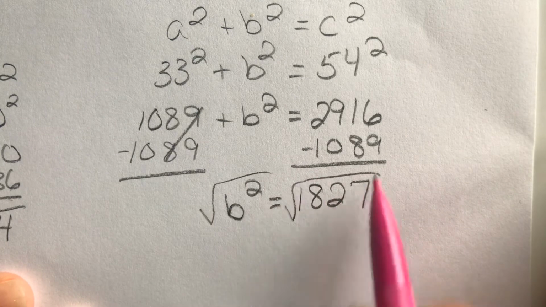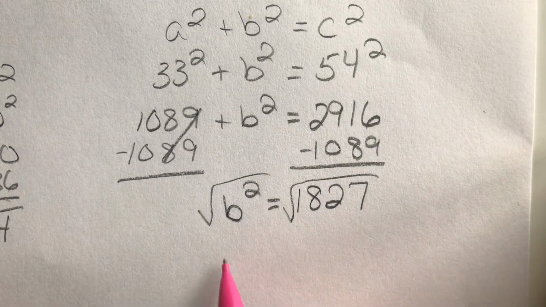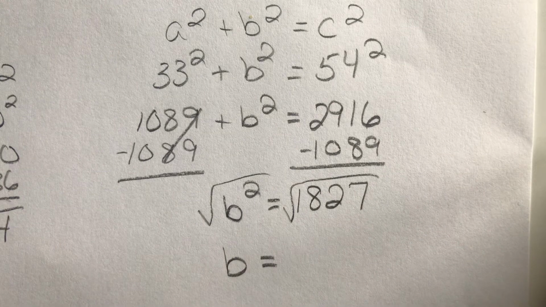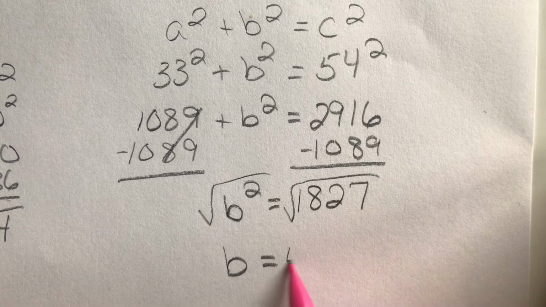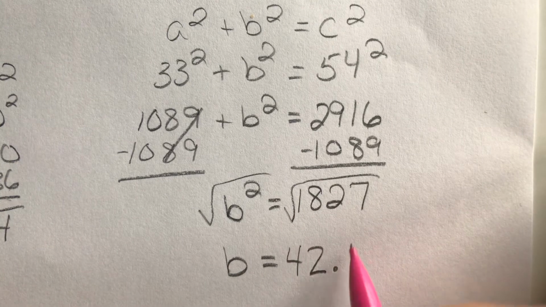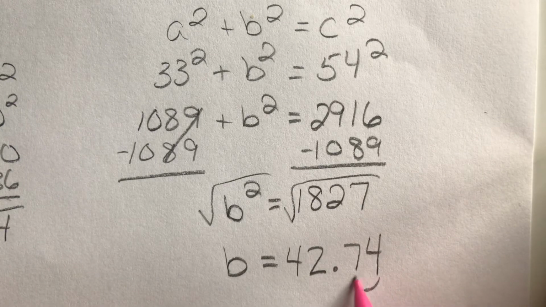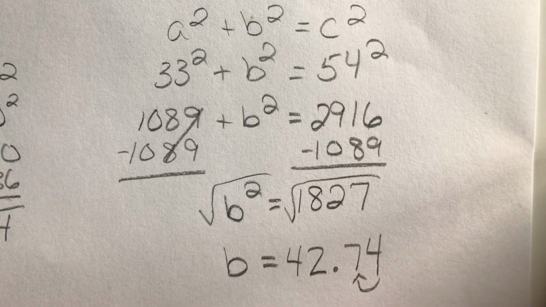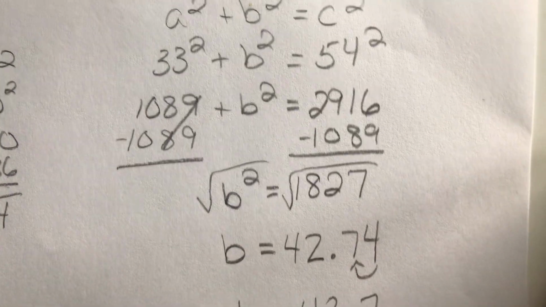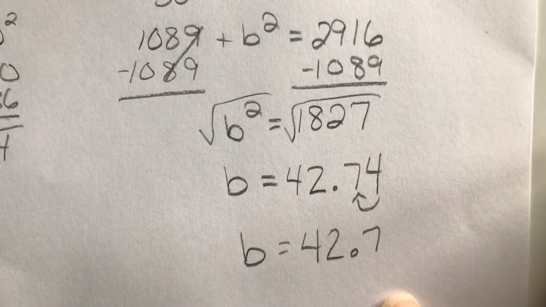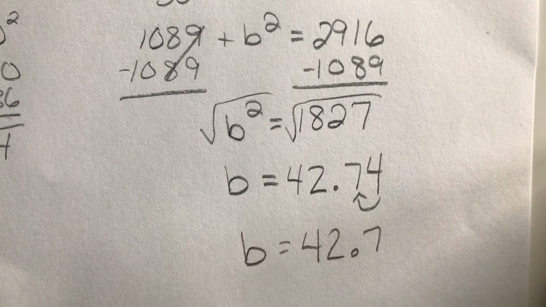Last step, find the square root of both sides. So I've got b equals 42.74, and round to the nearest tenth, so 42.7. All right, my notes from previous years, I guess I threw those decimals right in there and totally forgot that I did that. So our next part talks about getting those decimals again.